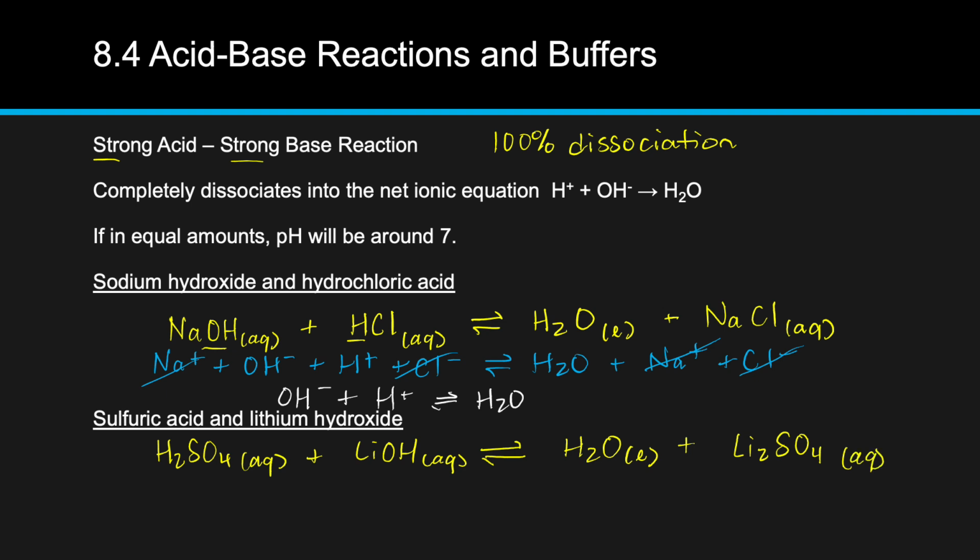So now we need to balance that. We have 2 lithiums on the right, so I'm going to put a 2 in front of lithium hydroxide, which means total on the reactant side I have 4 hydrogens, so I need to multiply H2O by 2.